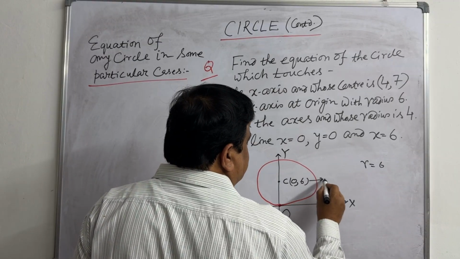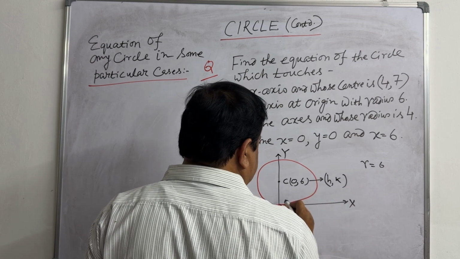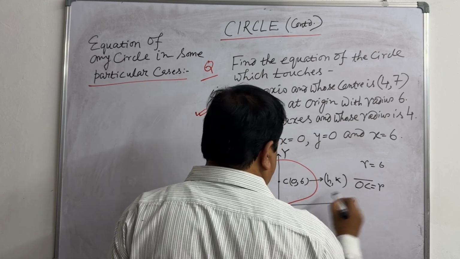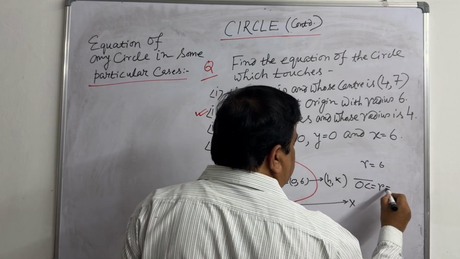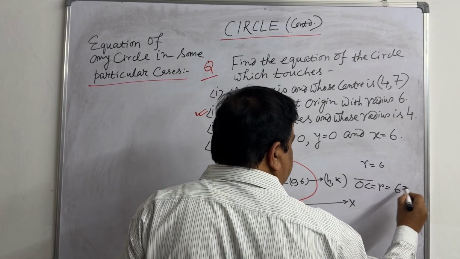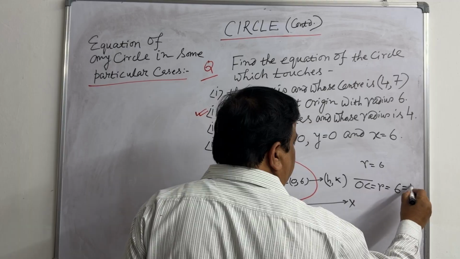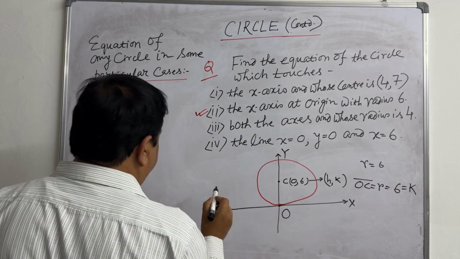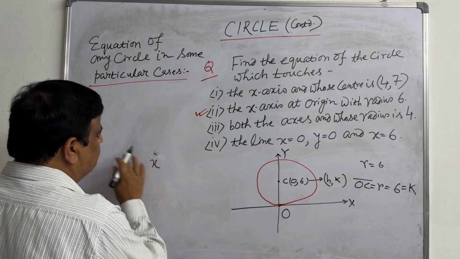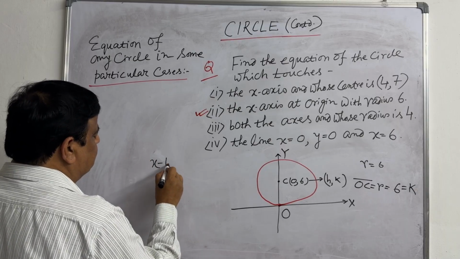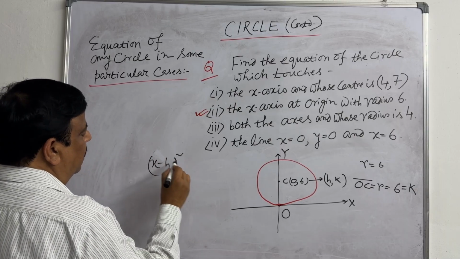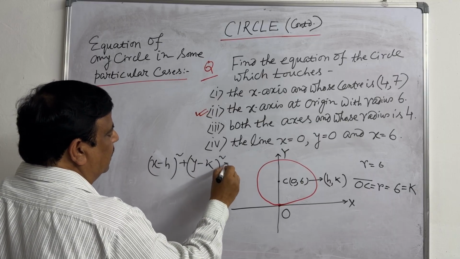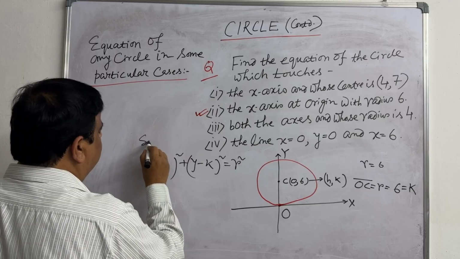Say this is the point. So what is the radius? OC is the radius. And what is the value of OC? That is 6. So this is the ordinate of the center. Okay. So what is the equation? Say the equation is x minus h whole square plus y minus k whole square, that is equal to r square.